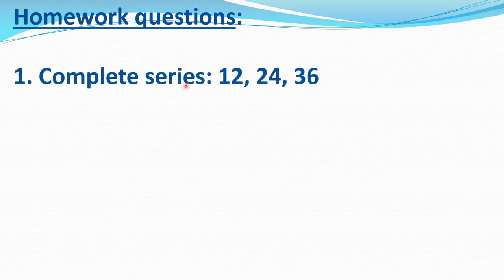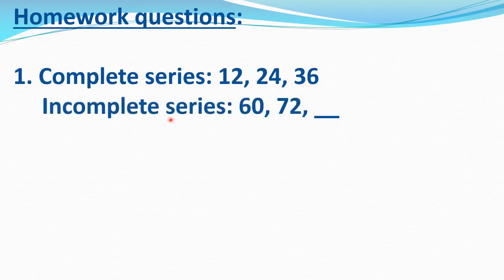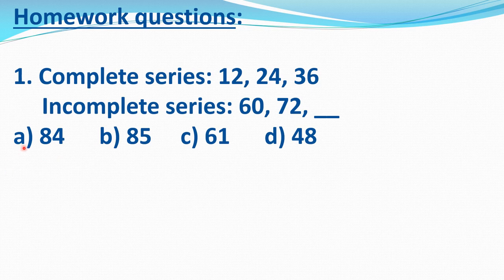Now today's homework questions are: you need to solve these sums which I am giving you. Number 1, the complete series is given as 12, 24 and 36 and the incomplete series is 60, 72 and then dash. So here what you have to do beta, first you need to find out the difference of these two numbers, and whatsoever the difference is, you have to add that difference to 72 to find the next number. Options are A 84, B 85, C 61 and D 48.